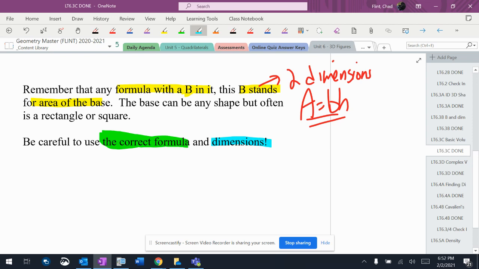If you just go about this volume unit by taking any numbers you see and slamming them into formulas and bashing it into the calculator and hitting enter, it's not going to go well. You're going to get some questions right, the real basic ones, but then you're going to get a bunch of questions wrong because you're not going to check the units, you're not going to check the dimensions, and you're not going to use the right formula.